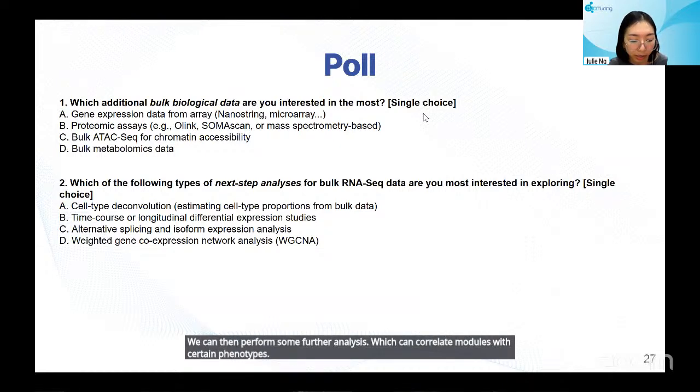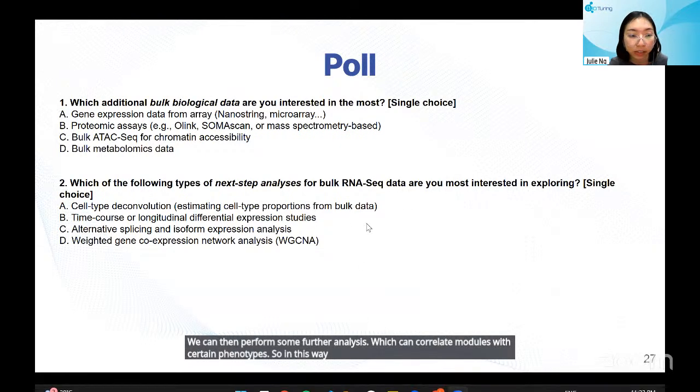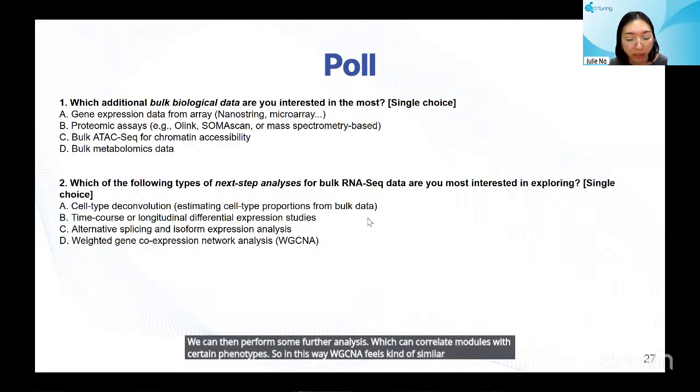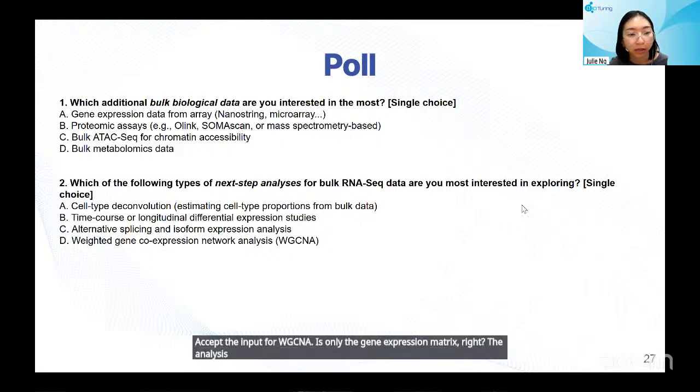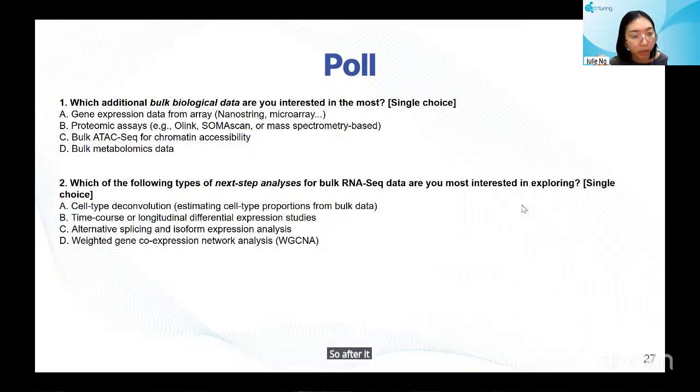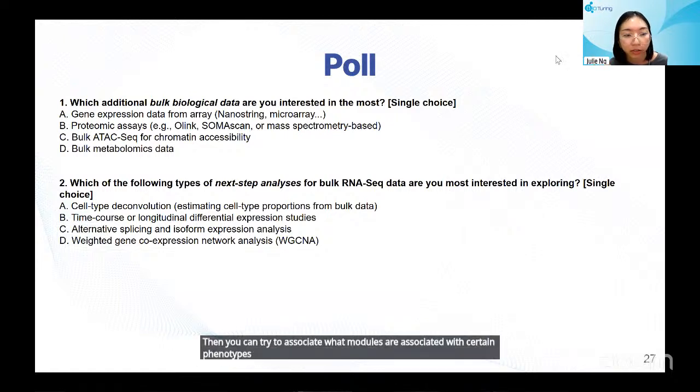So in this way, WGCNA feels kind of similar to pathway enrichment analysis, except the input for WGCNA is only the gene expression matrix, right? The analysis doesn't know anything else about your samples other than the gene expression. So after it finds what genes are co-expressed together and it finds the modules, then you can try to associate what modules are associated with certain phenotypes, certain traits, certain conditions, or treatments, right?